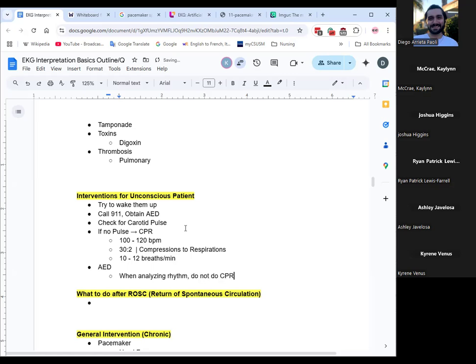Being very mindful of lines as well. I believe they also said if you have oxygen on them, let's say for some reason right before they went down in the hospital they had a nasal cannula on, you would want to take that off.